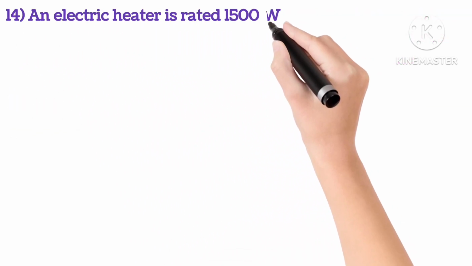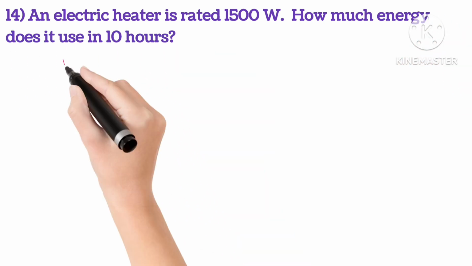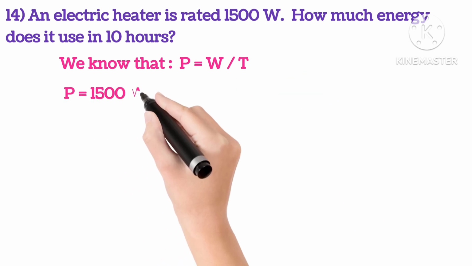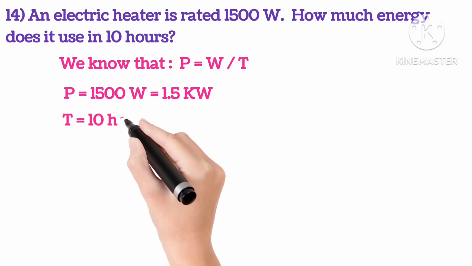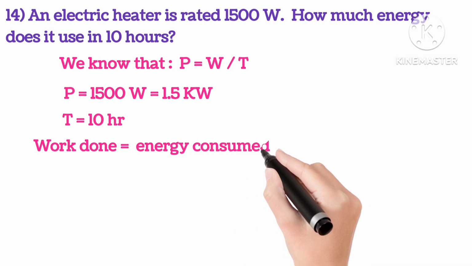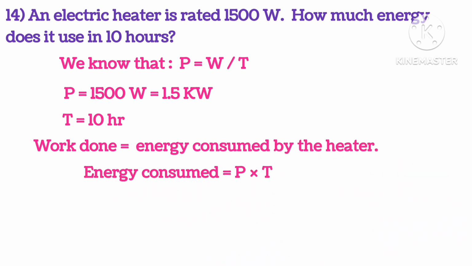14. An electric heater is rated 1500 watts. How much energy does it use in 10 hours? So we know that power is equal to work upon time. Power here is 1500 watts, that is 1.5 kilowatts. Time is 10 hours. Work done is equal to energy consumed by the heater. So energy consumed is equal to power into time. Putting the values, we get energy is equal to 15 kilowatt hour.